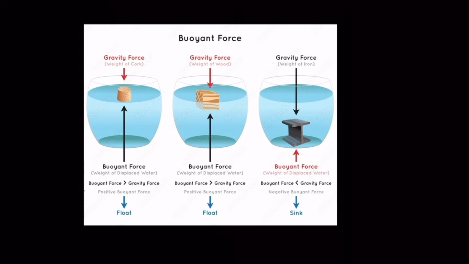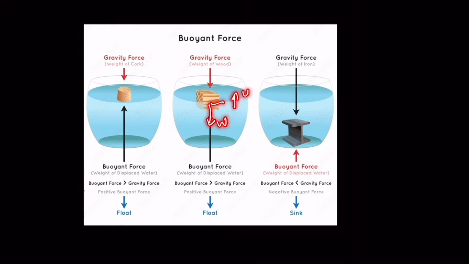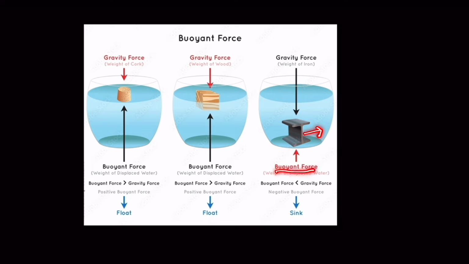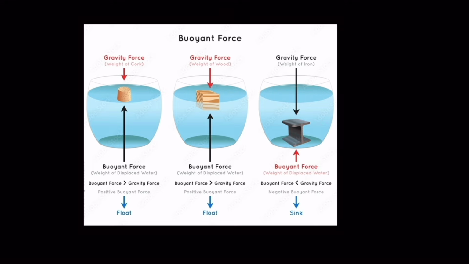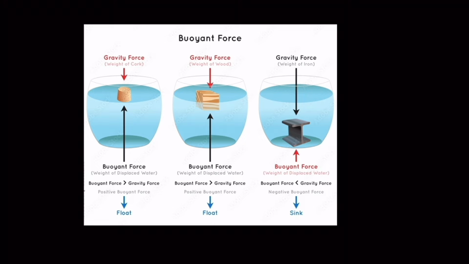Similar condition for the wood. Here again the wood wants to go down, but an upward force is acting on it. So the buoyant force is again greater than the gravitational force. These are the conditions of floating. When the buoyant force is less than the gravitational force, the object will sink. Iron has more gravitational force than the upward buoyant force, so the body will sink in this case. So how will we know when the body will float or sink?